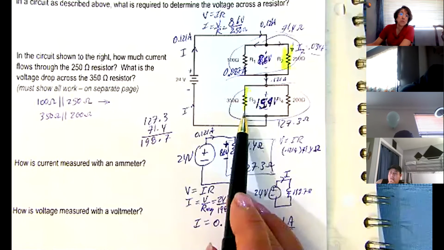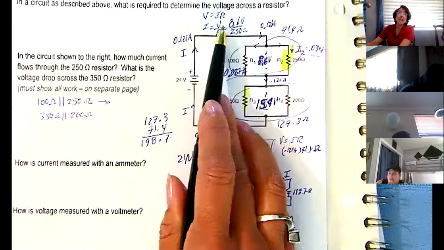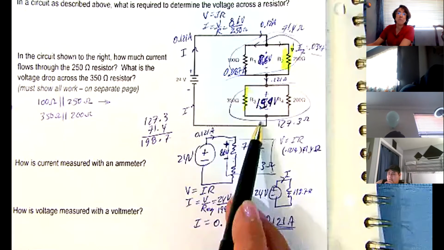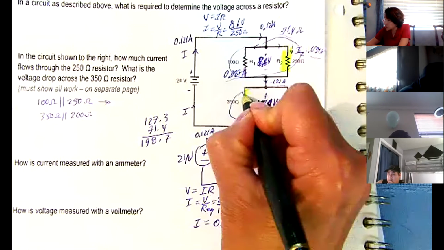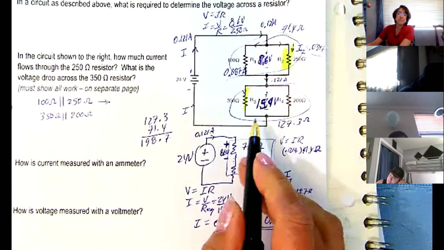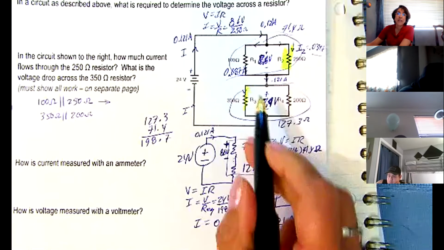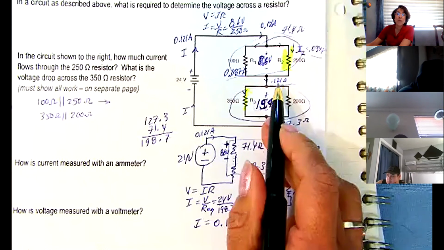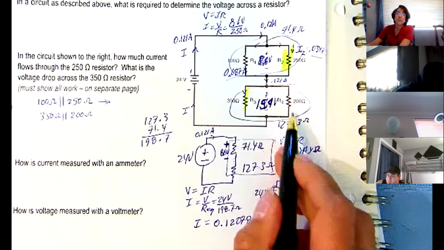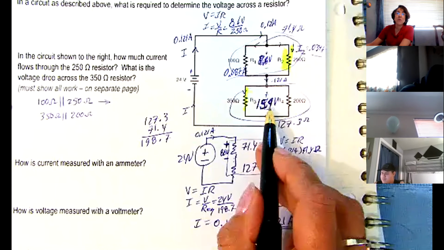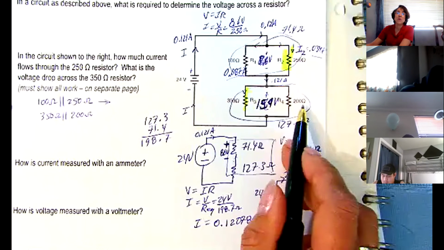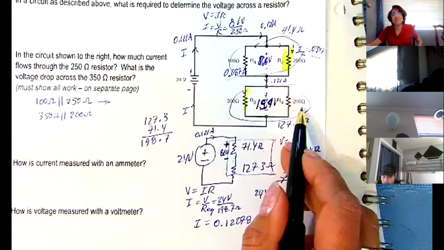Now you can also determine the current the same way. The V over R, I could take 15.4 volts and divide it by 350 ohms. And that tells me what the current is going through that resistor. And I can subtract that from 0.121 to figure out the current through here, or do the same thing: the V, 15.4, divided by the R, 200 ohms. Any questions?